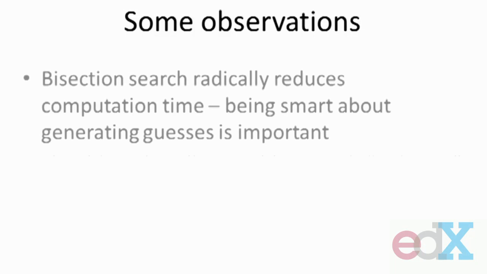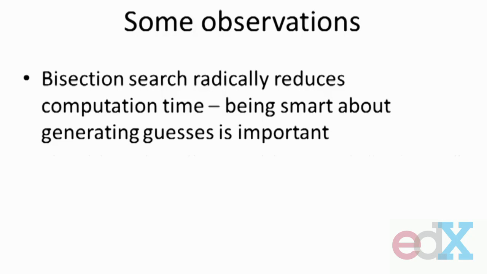First of all, bisection search radically reduces the computation time. And this is part of that original message, that it's not just having a fast computer, it's being smart about how we think about solving the problem. And in this case, being smart about how we generate the guess is going to be really important.